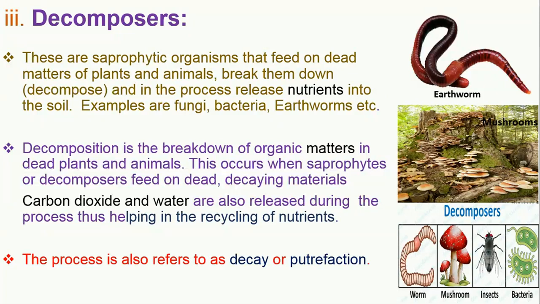Now this occurs when the saprophytes such as bacteria and fungi feed on dead decaying matter of plants and animals. So carbon dioxide and water are also released during the process, thus helping in the recycling of nutrients. When decomposition is done, what happens? Nutrients such as carbon dioxide and water are released into the environment. So the process is also referred to as decay or putrefaction. If you don't want to say decomposition or decompose, you can as well call it decay or putrefaction.